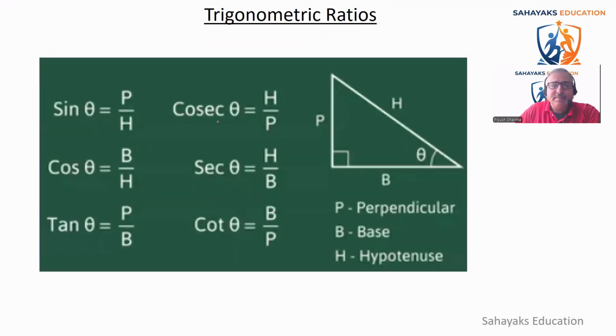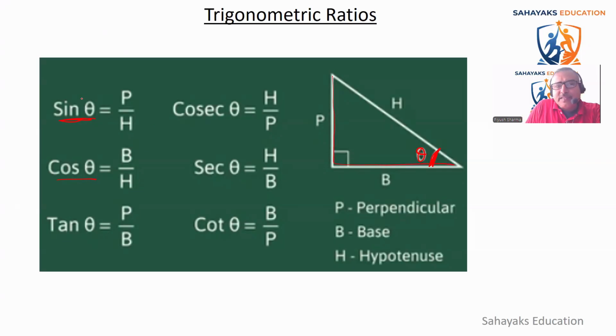What are the names? So this is called sine. If the angle is theta, then sine theta is called P by H. So the perpendicular divided by hypotenuse is called sine theta. Okay, if the angle is A, we'll call it sine A is equal to P by H. Okay, cos theta is B by H, base by hypotenuse. Tan theta is perpendicular by base. Perpendicular by base is tan theta.